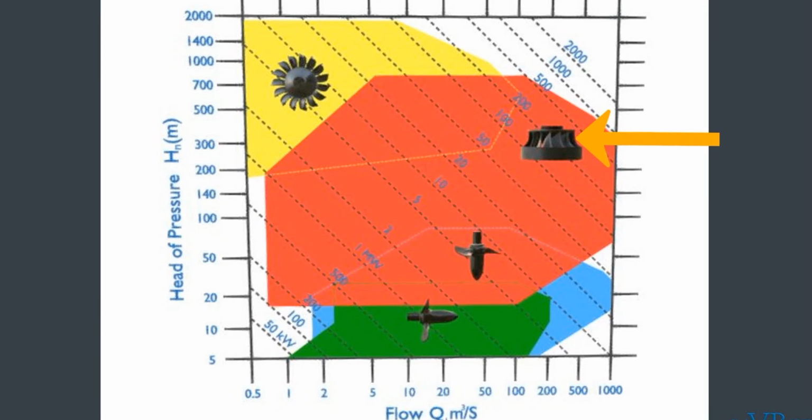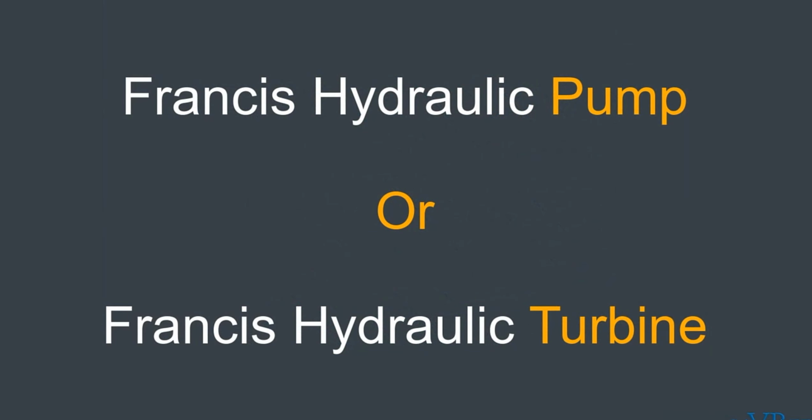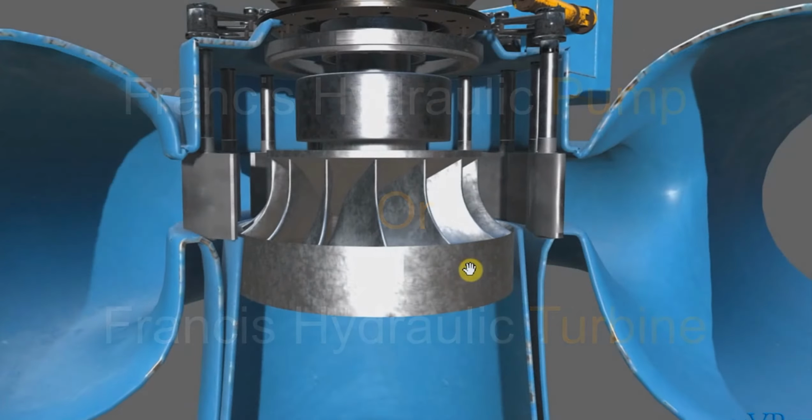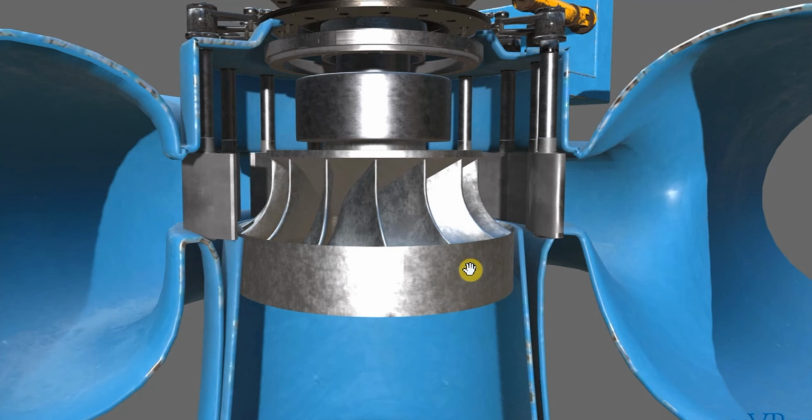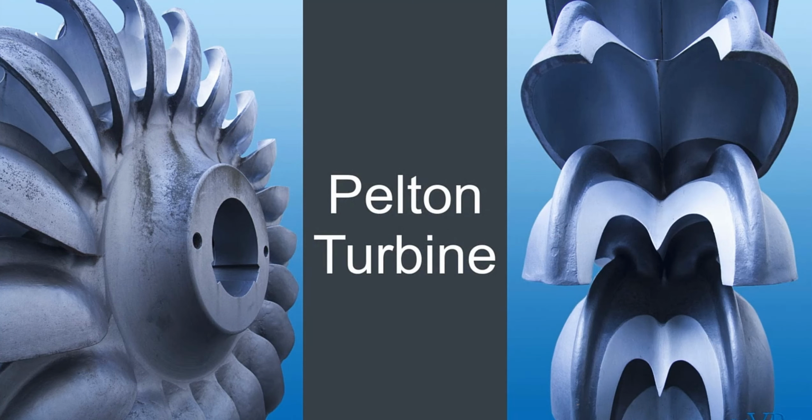This mixed flow turbine runner can pump water as well as act as a turbine, so it is essentially a hydraulic pump and a hydraulic turbine. Pump storage plants use Francis type runners. Now that we've looked at Kaplan turbines and Francis turbines, let's go and have a look at the final type of turbine, which is an impulse type turbine known as a Pelton turbine.